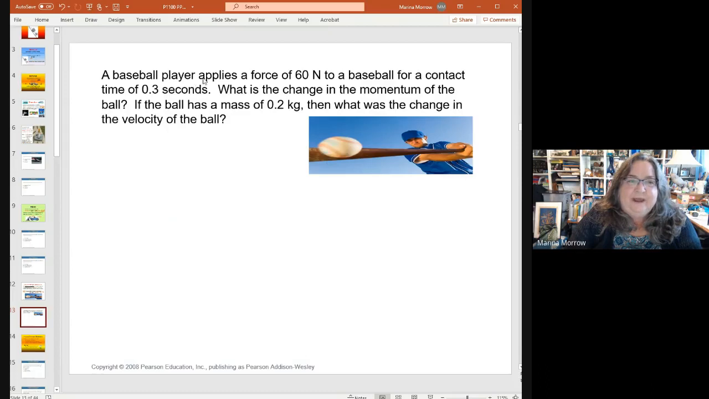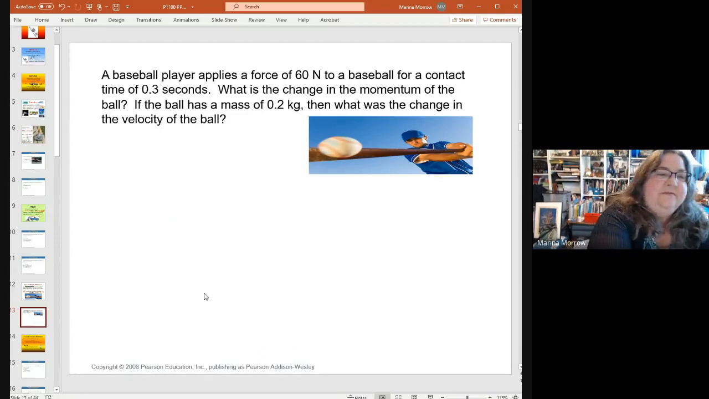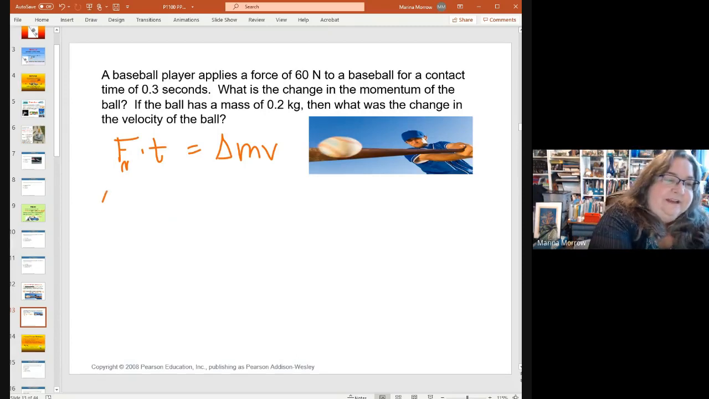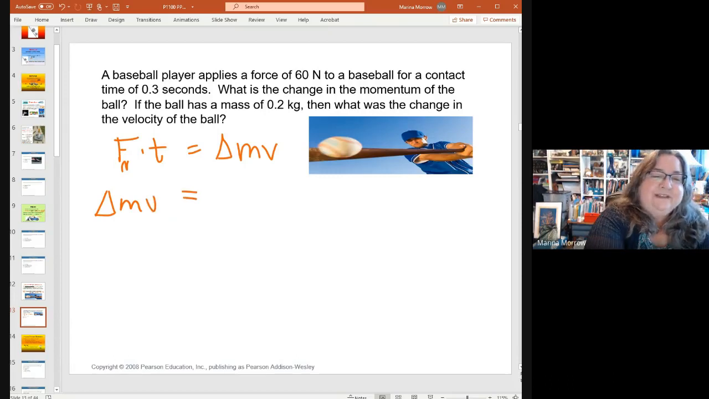Okay, so here's a baseball player applying a force of 60 newtons to a baseball for a contact time of 0.3 seconds. What is the change in the momentum of the ball? Okay, so force times time, and that should be the net force, right, equals the change in the momentum. So if all they're asking for is the change in the momentum, then I just need the force times the time. So my change in the momentum is going to equal the force times the time.